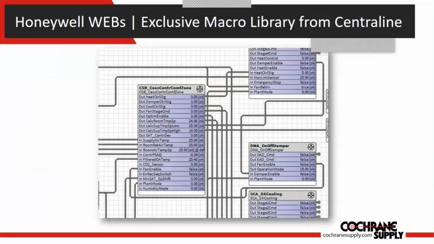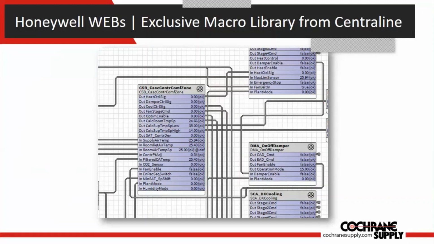We talk about the macro library. The macro library was originally developed for the Centraline brand. We are bringing that into Honeywell Webs, and that is also something that is going to be very, very unique for Webs. And again, Centraline was gracious enough to provide us these macro libraries for use in Honeywell Webs.